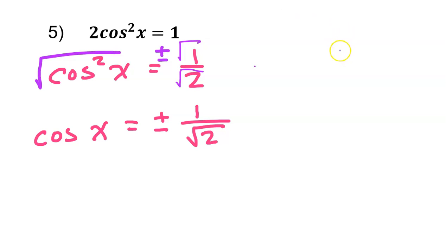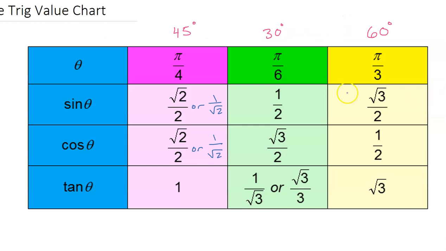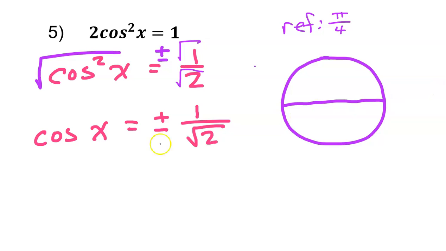Let's go ahead and draw ourselves a unit circle. Cosine of what is equal to 1 over radical 2? Hopefully you're thinking, well, that is going to be pi over 4. So the reference angle is going to be pi over 4. And again, I'm pulling that right off the chart. The cosine of pi over 4 is 1 over radical 2. Okay, so the reference angle is pi over 4.